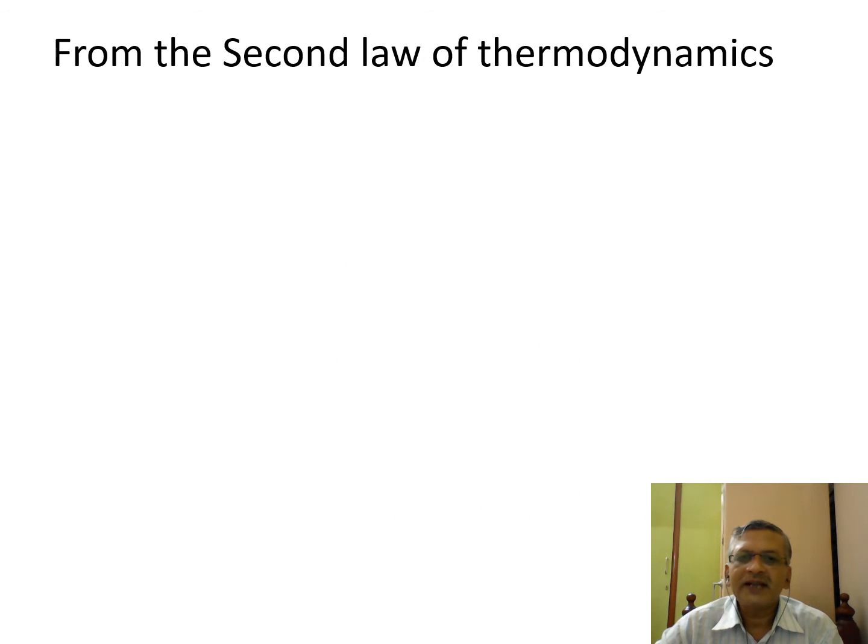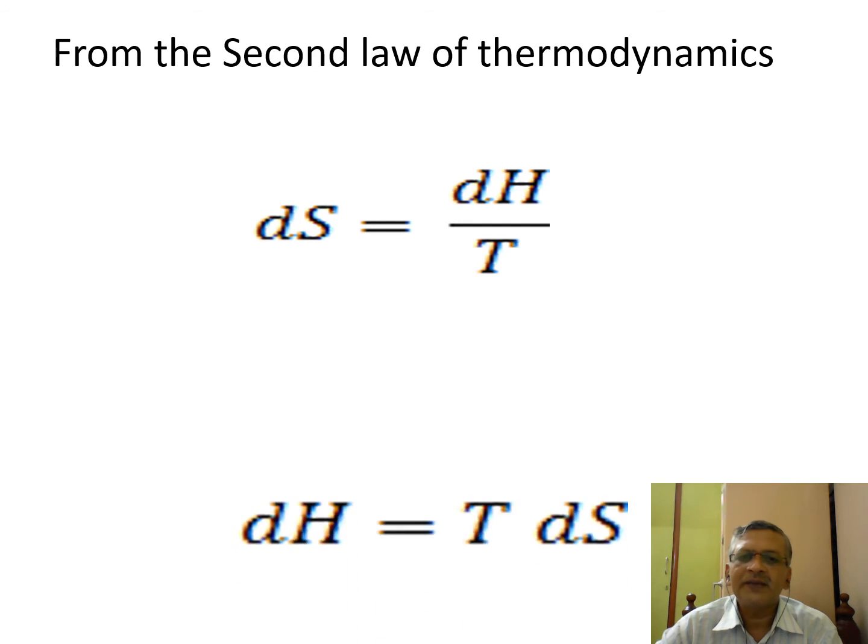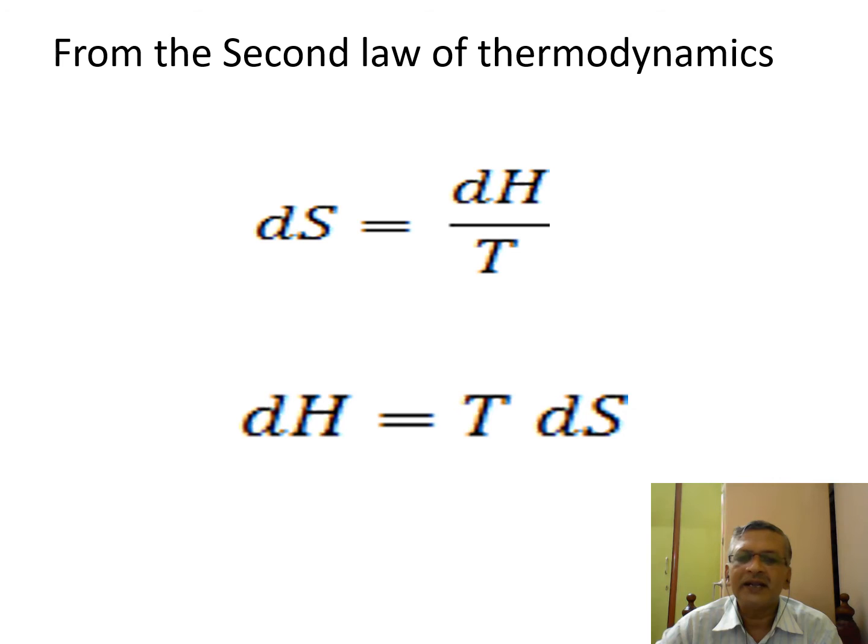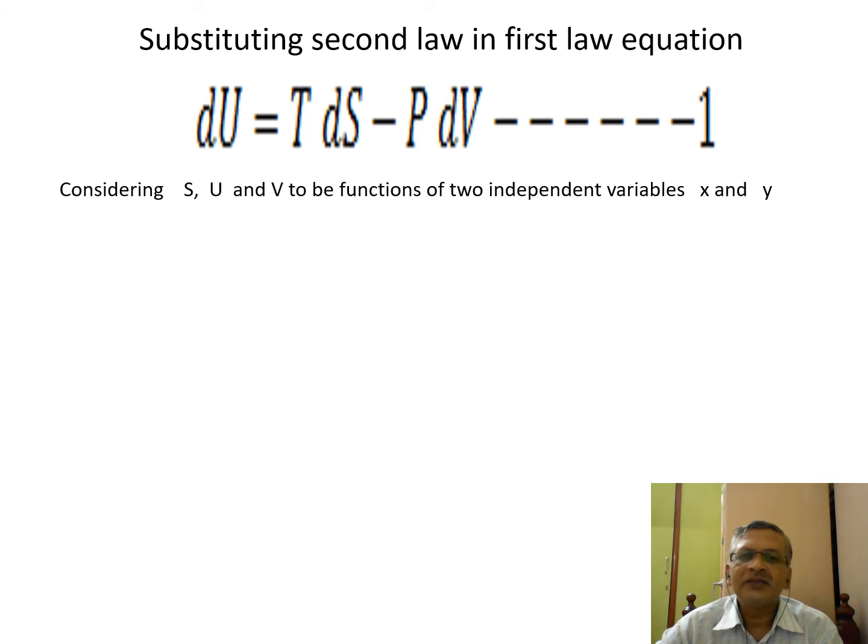And from the second law of thermodynamics, that is the definition of entropy, we know dS is equal to dH upon T. That is, the change in entropy is the ratio of the change in heat to its temperature. Or this equation can be written as dH is equal to T into dS. If we substitute this dH value in the first law of thermodynamics, we get dU is equal to TdS minus P into dV.